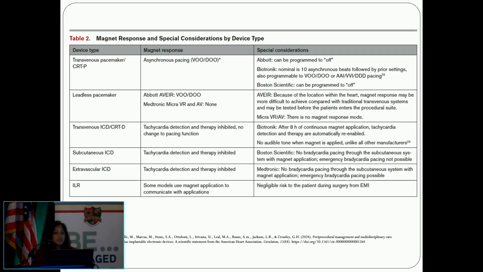So it's essential also to identify the manufacturer of the device before any procedure, because each device manufacturer may have different functionalities or susceptibilities, and that's what this table shows. I won't go through all the details here, but for instance, the subcutaneous ICD made by Boston Scientific has no bradycardia pacing when you apply a magnet.